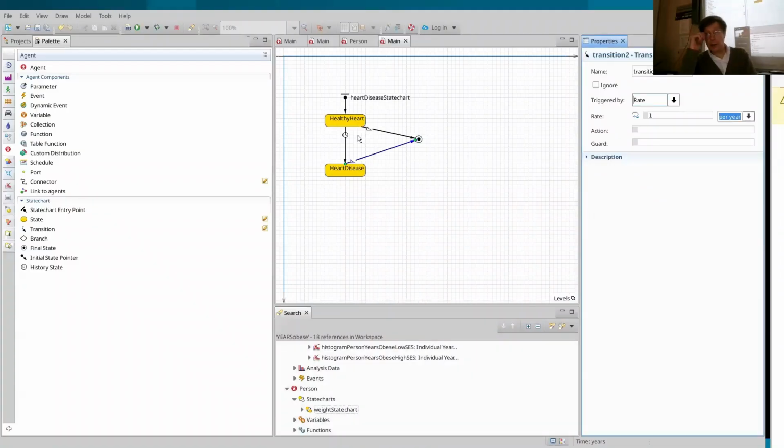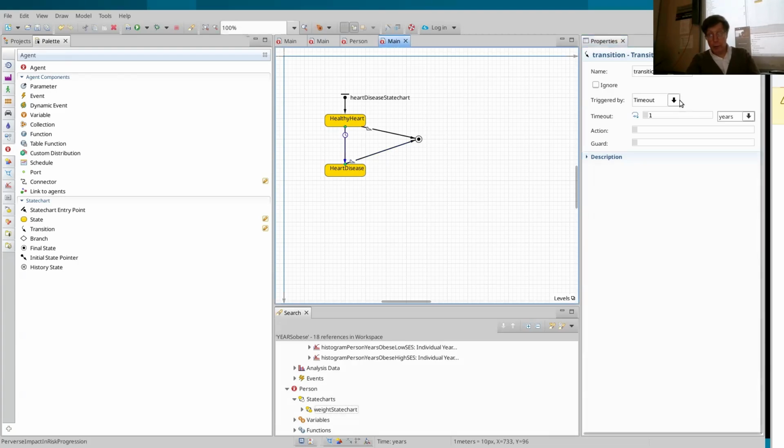Okay, so Matthias asked a very good question. So suppose you have a state chart, and the state chart conceptually reflects, say, increasing levels of risk. So in this case, mortality without heart disease and mortality with heart disease. And you have some progression along here, maybe given by rate, from a healthy heart to developing heart disease. In the healthy heart state, you have some lower risk of mortality, and in the heart disease state, you have some higher risk per year of mortality. A higher probability per year.